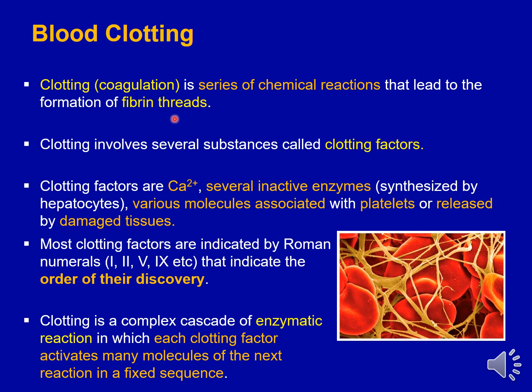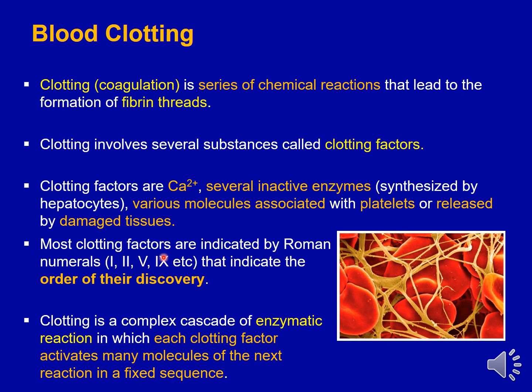What is needed? It usually involves several factors called clotting factors. So, in order to form the fibrin threads, we need the interaction of several clotting factors. What are these clotting factors? These clotting factors include calcium and several inactive enzymes, synthesized mainly by hepatocytes, various molecules that come from platelets or are released from the damaged tissues. So what are the sources of the clotting factors? Usually coming from the hepatocytes, from the platelets, or from damaged tissues, plus calcium. Calcium is essential in the process of blood clotting. Without calcium, no clotting.